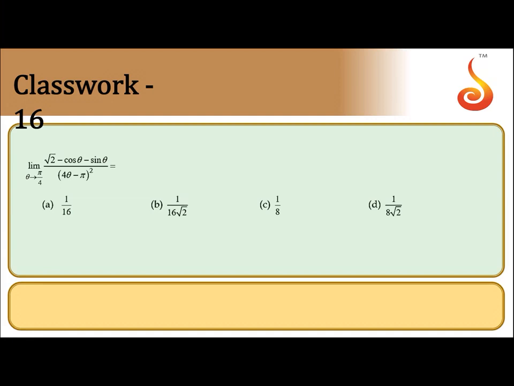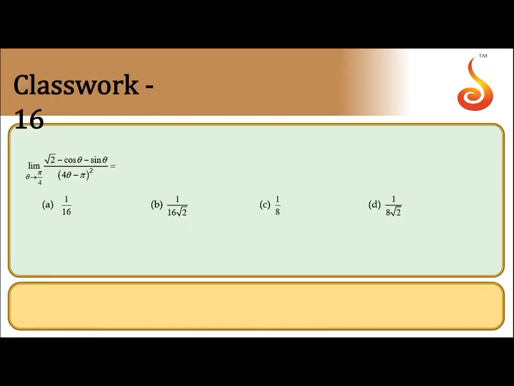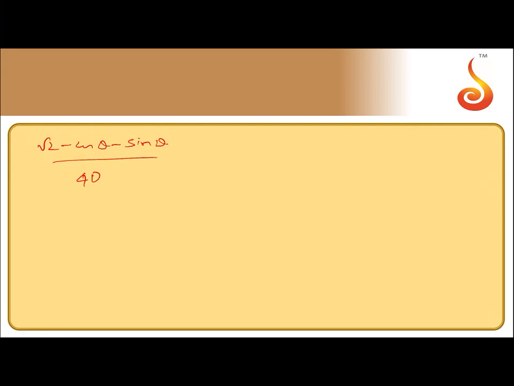16th one. Root 2 minus cos theta minus sin theta, divided by 4 theta minus pi, taken whole square. So when you substitute theta equal to pi by 4, now theta tends to pi by 4. I hope you'll be getting 1 by root 2, 1 by root 2, root 2 minus root 2, which is 0.